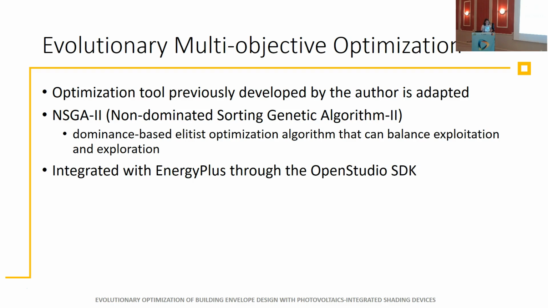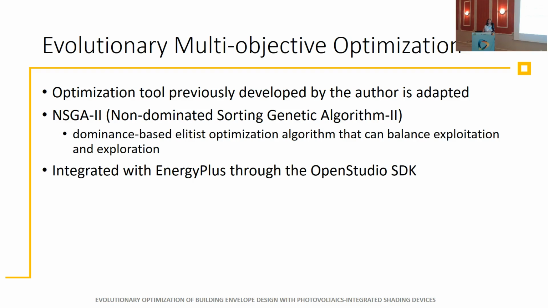So we implement evolutionary multi-objective optimization, and as I mentioned, there is a tool that we previously developed, and we adapted this tool to integrate shading devices and photovoltaics attached to these shading devices. And we use NSGA-II, a non-dominated sorting genetic algorithm. It's a dominance-based elitist optimization algorithm that aims to balance both exploitation and exploration in the search space.